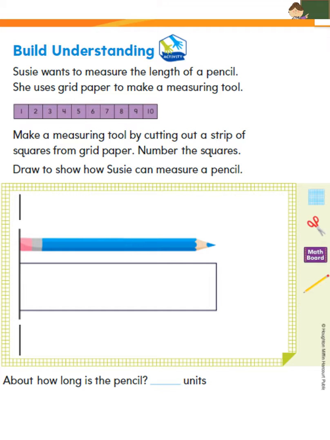She uses grid paper to make a measuring tool. You probably don't have grid paper at home. I know I don't. So instead, let's draw to show how Susie can measure a pencil. I've added that pencil again. Can you draw that pencil one more time? Now this pencil does look a little longer, so I'm going to draw some cubes to help me measure the pencil again.